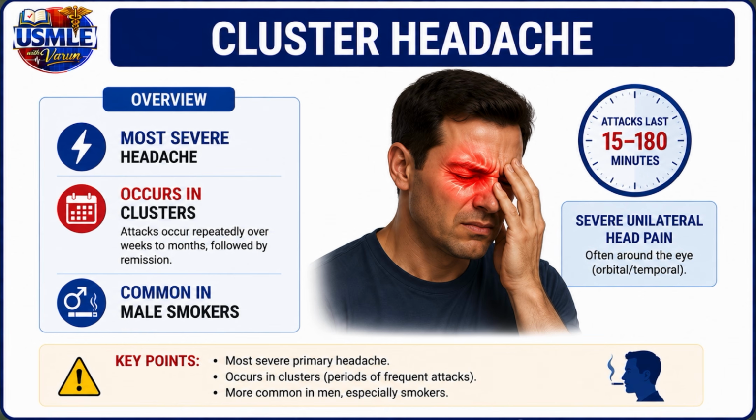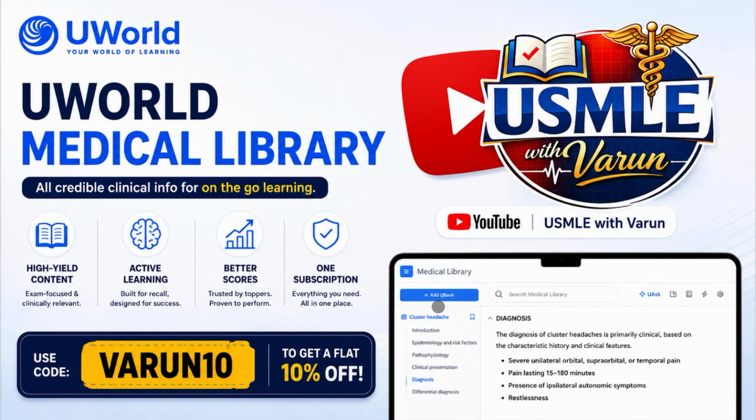So whenever a male with a smoking history presents to you with a very severe headache that's usually unilateral, and often complains of continuous retroorbital pain, which occurs in clusters and could last for about weeks to months, you need to suspect cluster headache. These attacks last for about 15 to 180 minutes, and these attacks occur in clusters. They occur repeatedly for a few months.